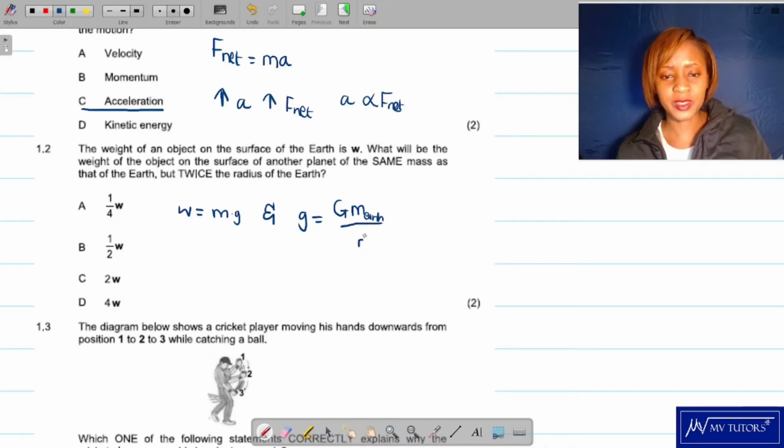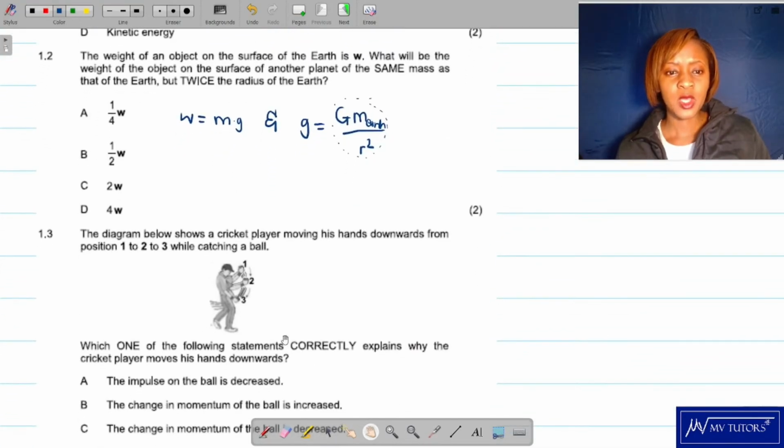all over r squared. So if we take this whole term and we multiply it with m, let me put it this way, my apologies, let me just shift that up. So we would have it that the weight is equal to the gravitational constant times the mass of the earth, times the mass of the object that we're talking about, over r squared.